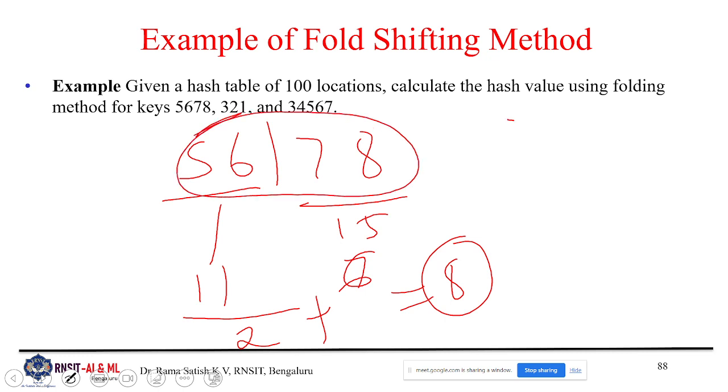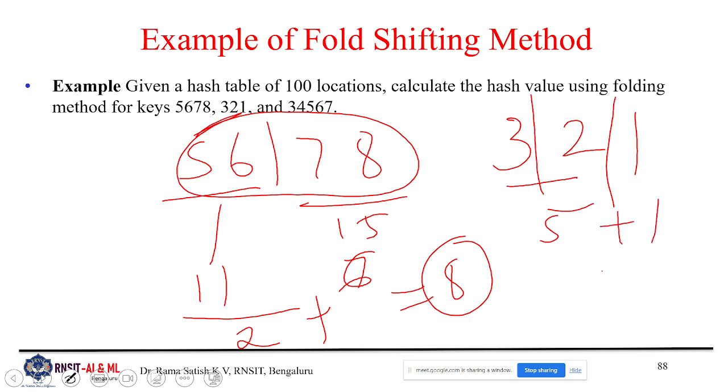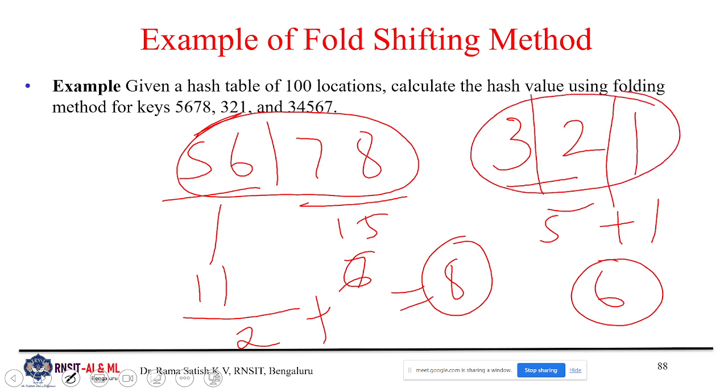Similarly, 3, 2, 1. If you make equal partitions, it is a single-digit partition each. So 3 plus 2 is 5, and of course 5 plus 1 is 6. So in the sixth location, you are going to store this 321.